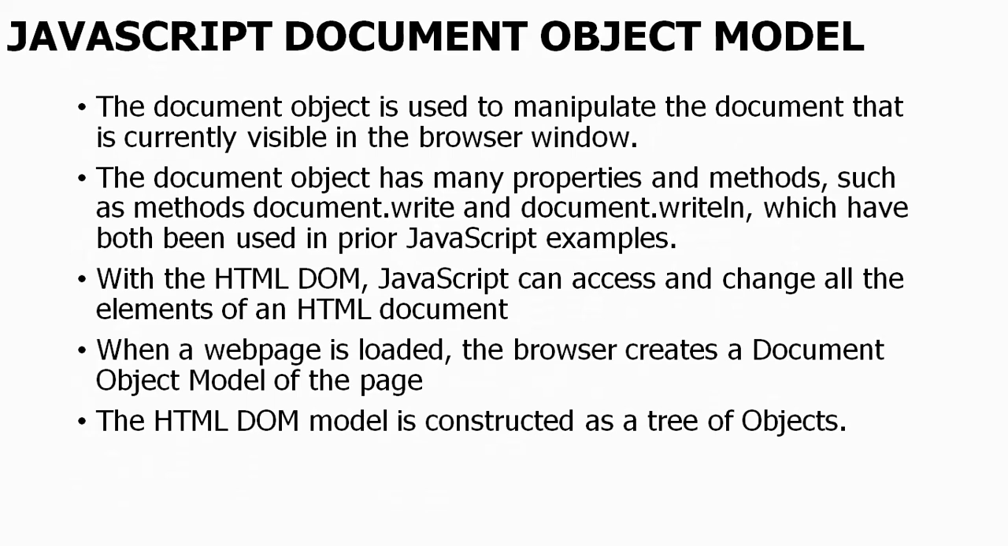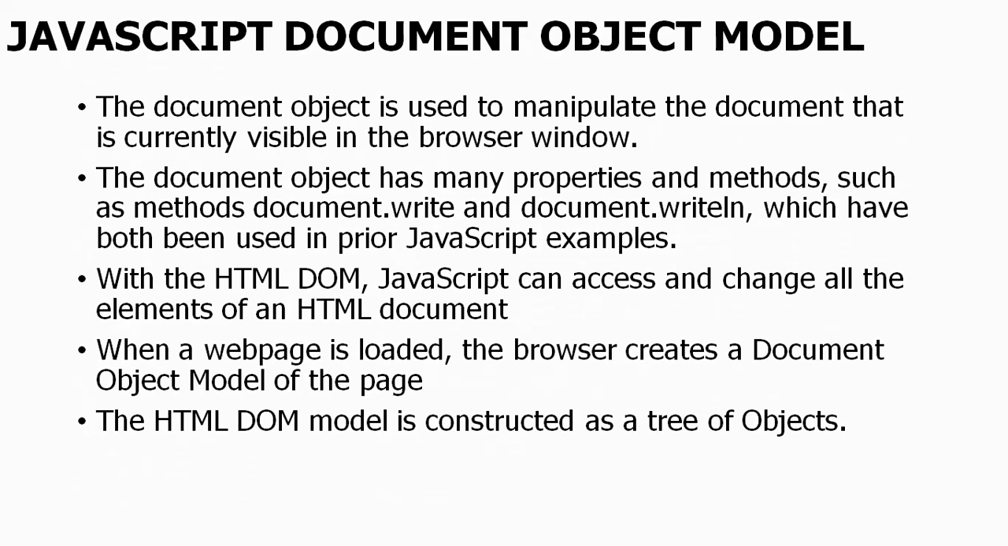The document object has many properties and methods, such as the methods document.write and document.writeln, which have both been used in prior JavaScript examples. With the HTML DOM, that means document object model, JavaScript can access and change all the elements of an HTML document. When a web page is loaded, the browser creates a document object model of the page. The HTML DOM is constructed as a tree of objects.